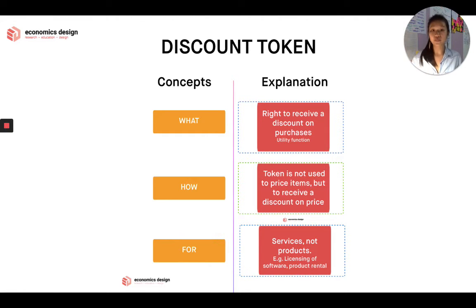So what is it for? It's for services, not for products. Why? Because for products, it's easier to arbitrage. For services, it's slightly more difficult. And of course, the services that you want to provide must be in general quite similar, otherwise arbitrage could exist. Arbitrage is the difference in prices, and then you can earn gains from that. So examples would be licensing of software, product rental. Rental is a service. Catering service. A service is a service, not a product.